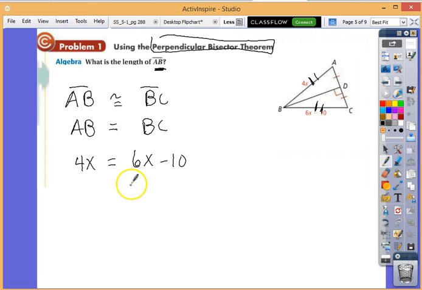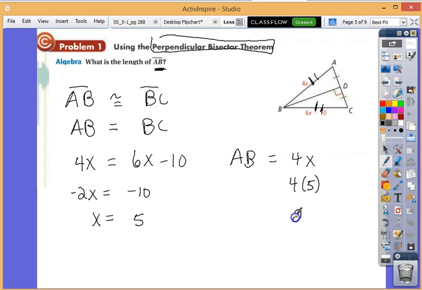Then when we solve for this, I'll subtract 6x from both sides. I'll get negative 2x is equal to negative 10, and I'll get x is equal to 5. Now, it asked me for the length of AB, so AB is equal to 4 times x. That's going to be 4 times 5. 4 times 5 is 20. So the solution to this problem is that AB is equal to 20.